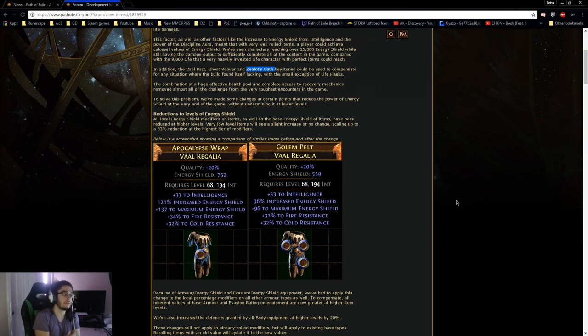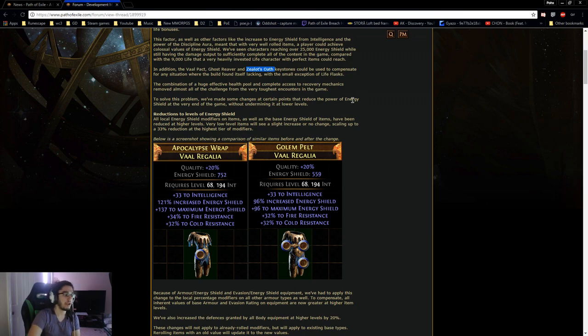To solve this problem, we've made some changes at certain points that reduce the power of Energy Shield at the very end of the game while not undermining it at lower levels. Reductions to Energy Shield at higher levels: all local Energy Shield modifiers and items, as well as the base Energy Shield of items, have been reduced at higher levels. Low-level items will see a slight increase or no change, scaling up to a 33% reduction at the highest tier of modifiers.